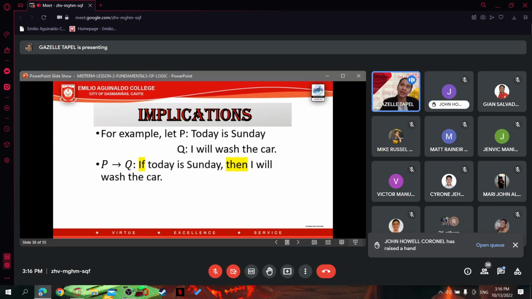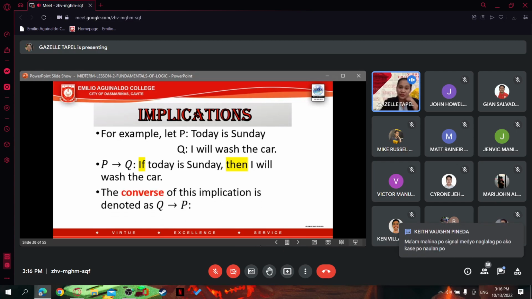Okay. And implication, pwede mong i-reverse ang mga statement mo. So, pag ni-reverse mo yan, ang tawag sa kanya ay converse. So, the converse of this implication is mababaliktad. So, the hypothesis will now become the conclusion, and the conclusion will now become the hypothesis. So, in symbol, that is if Q, then P.